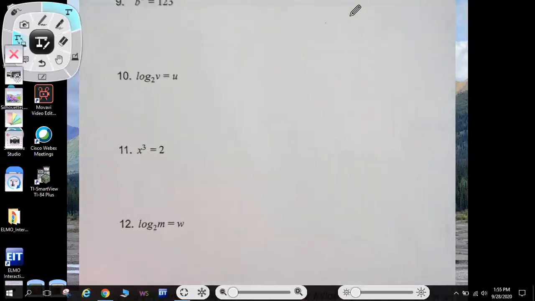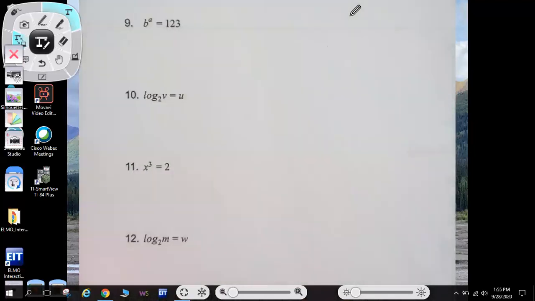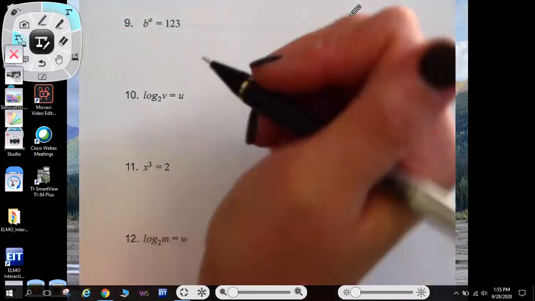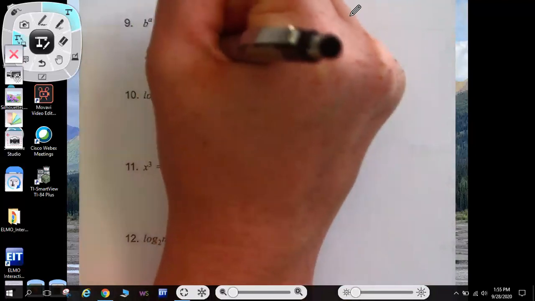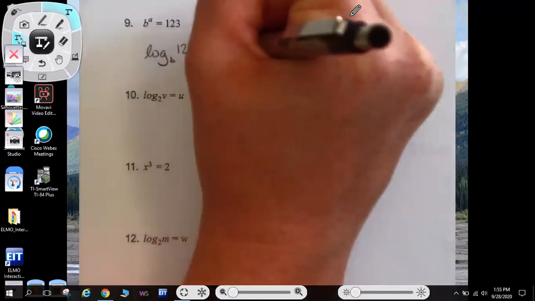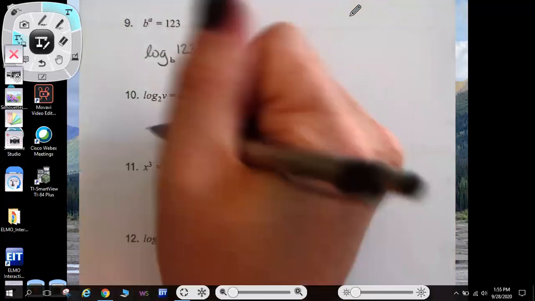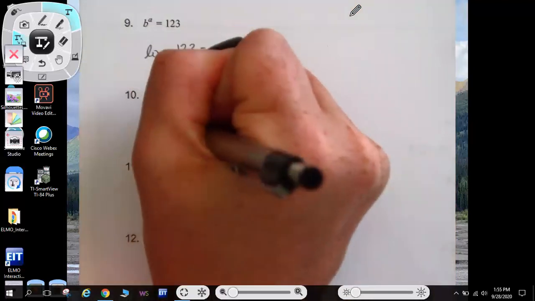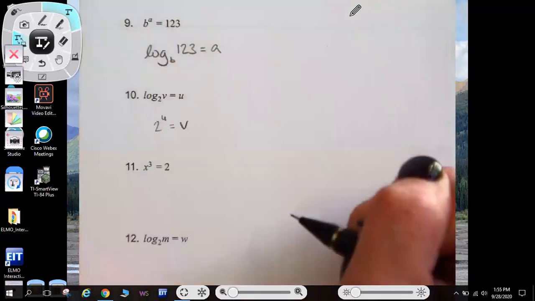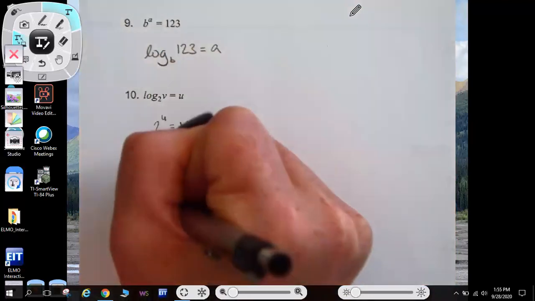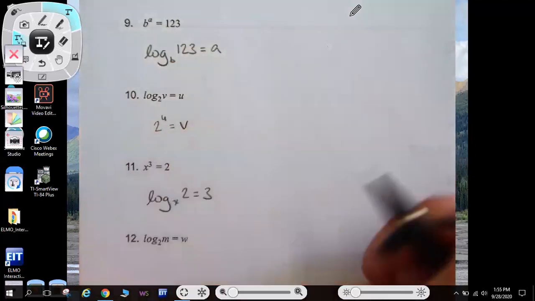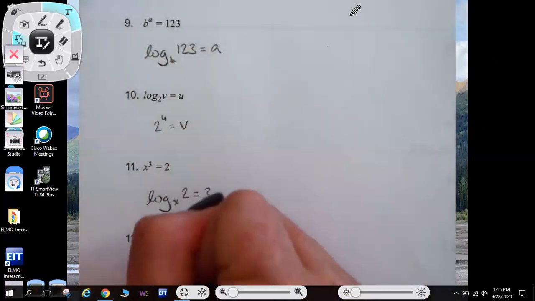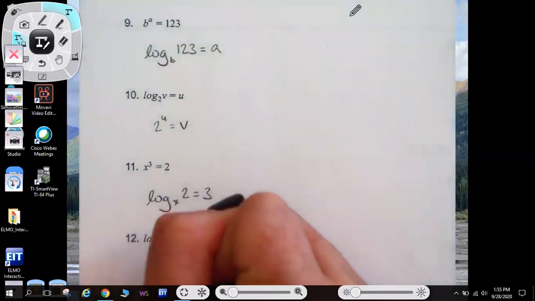Okay, you should be able to use that same method to get numbers 9 through 12. So number 9 should be log base b of 123 equals a. Number 10 should be 2 to the u power equals v. Number 11, we have log base x of 2 equals 3. And number 12, 2 to the w power equals m.